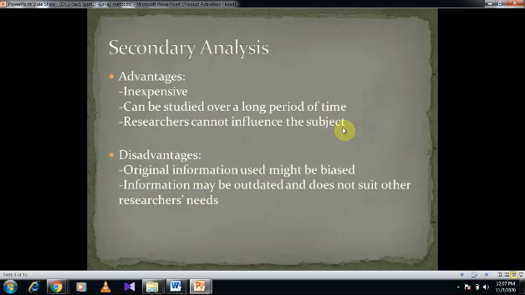We already have the results. We already have the analysis. We will only read it, discuss it, or analyze it. We do not influence the subject that has been investigated.